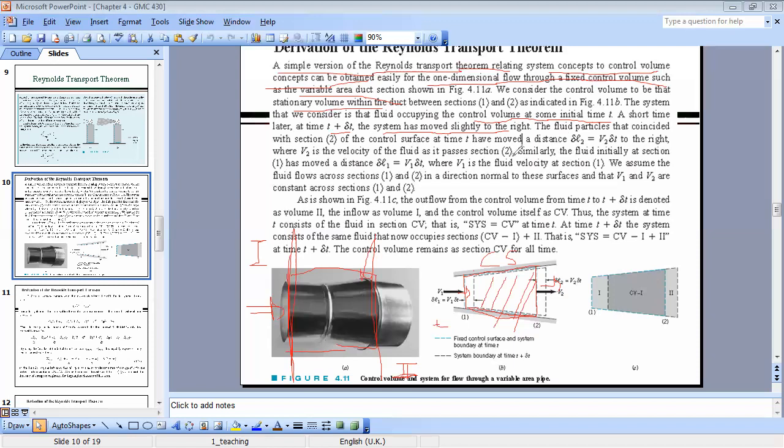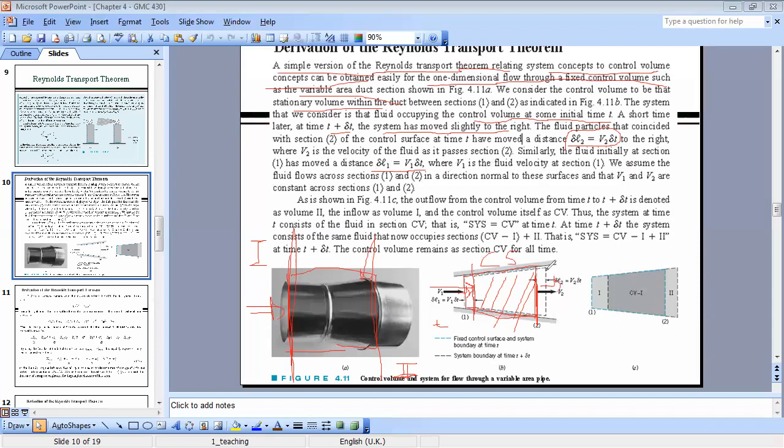So imagine that the control system moves slightly to the right. All the particles that are coincident with section 2, the particles at this level, will move a certain distance, delta L2, equal to the velocity of the particles at this section times delta t. While the particles that were entering the system in this time will move delta L1, equal to the velocity of the particles at this cross section times delta t.